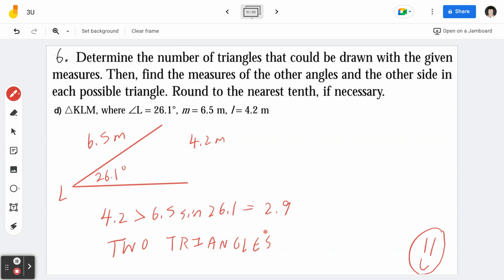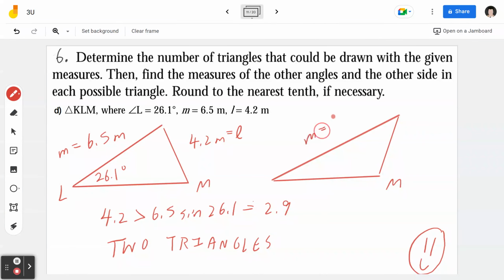Something I made reference to earlier in example 6. So we did this. We're doing it again. So once you recognize there are two triangles, here's the first one. Here's the second one. Again, it's not drawn to scale, but one's going to be acute, one's going to be obtuse. You can go back and label the other sides. So for example, this is M. Same thing here. This is going to be L, which is 4.2 meters, capital L, and the angle is going to be 26.1. And there's also the third side, which we're going to denote as K, just like that.